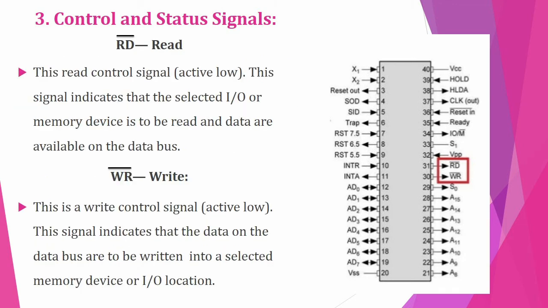RD bar, that is the read signal. This read control signal is an active low signal. This signal indicates that the selected IO or memory device is to be read and data are available on the data bus. WR bar, that is the write control signal. This is a write control signal and it is also an active low signal. This signal indicates that the data on the data bus are to be written into a selected memory device or an IO location.